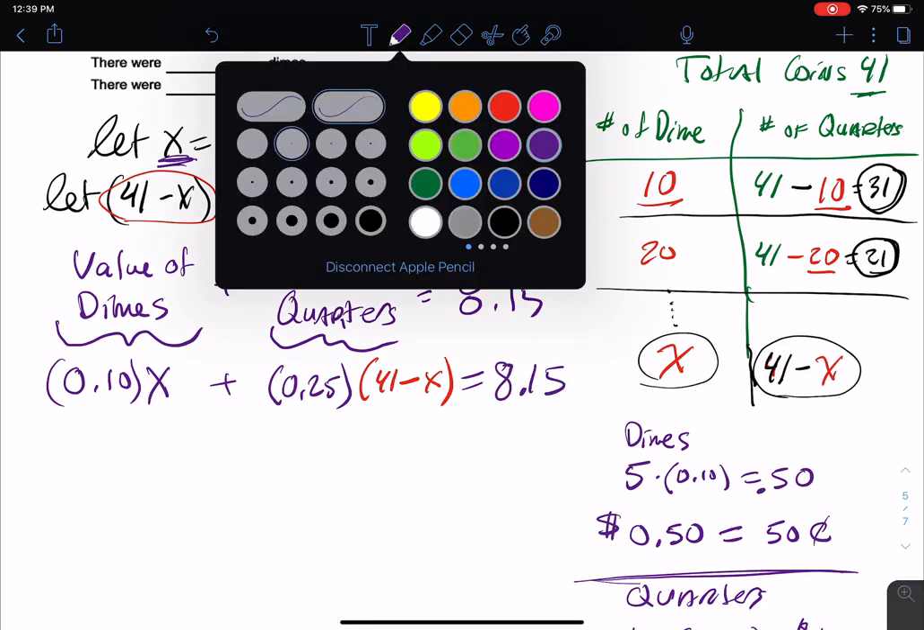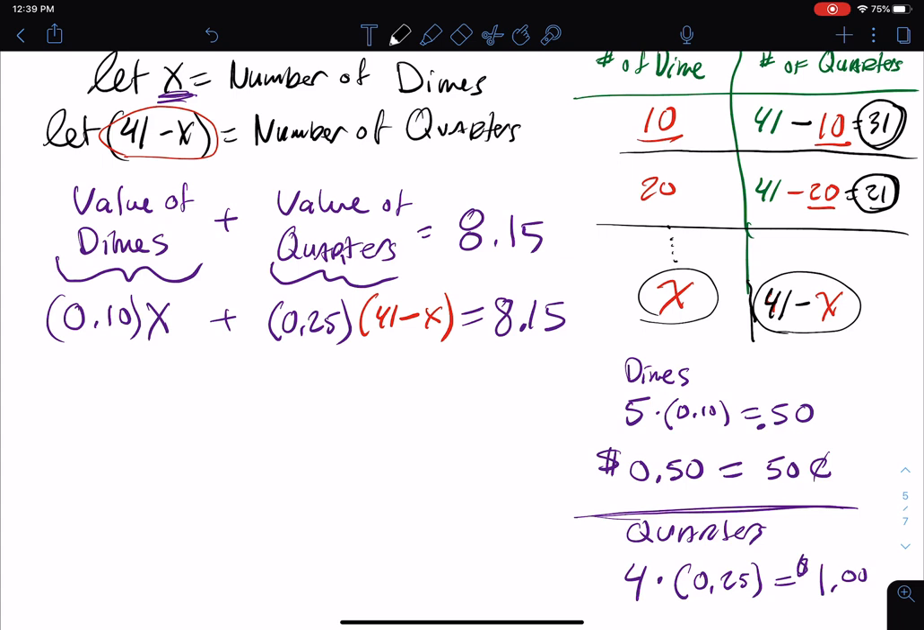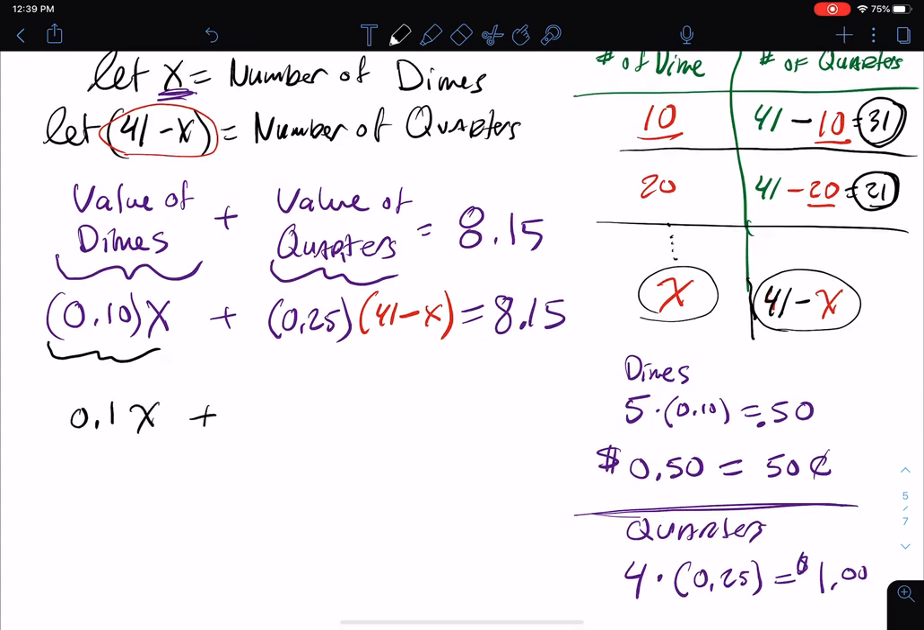Now we have a nice algebraic equation, which was really hard to get to, but now we rely on our algebra to continue. So let's simplify that. It's just 0.10, I'll just call it 0.1x, plus we must distribute, so 0.25 times 41. What is that? I think it's 1025. I better double check real quick. Don't want to make a mistake now. So 41 times 0.25 is 1025.